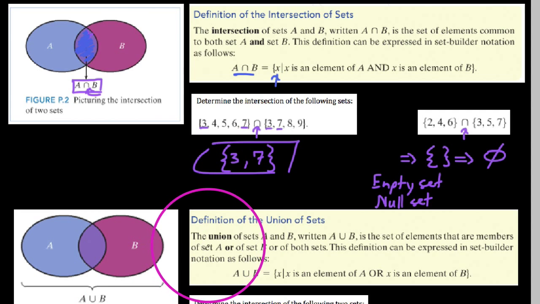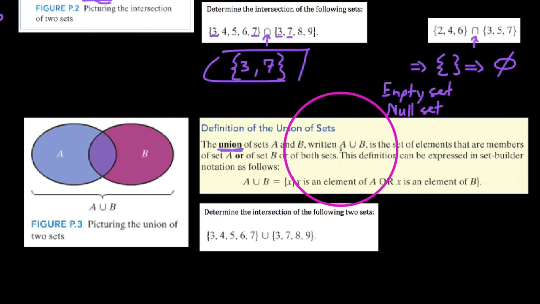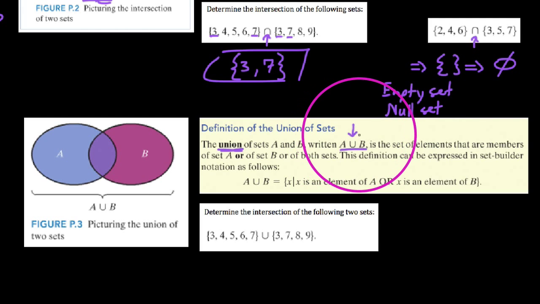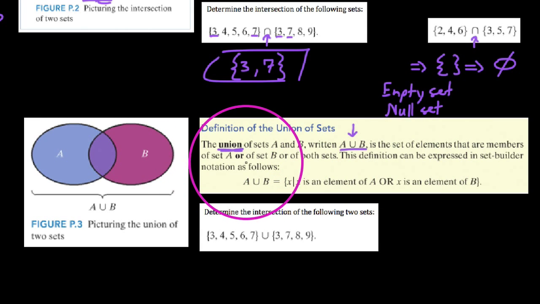Now what I want to do is consider the union of two sets. And when you think of union, of course, I think of like the marriage of two things, the putting together of two things. But we say that the union of two sets A and B, we write this as A union B, and you'll notice that we write that U right side up this time, A union B. But we say it's the set of elements that are members of both set A or of set B. It could be of both sets, okay?